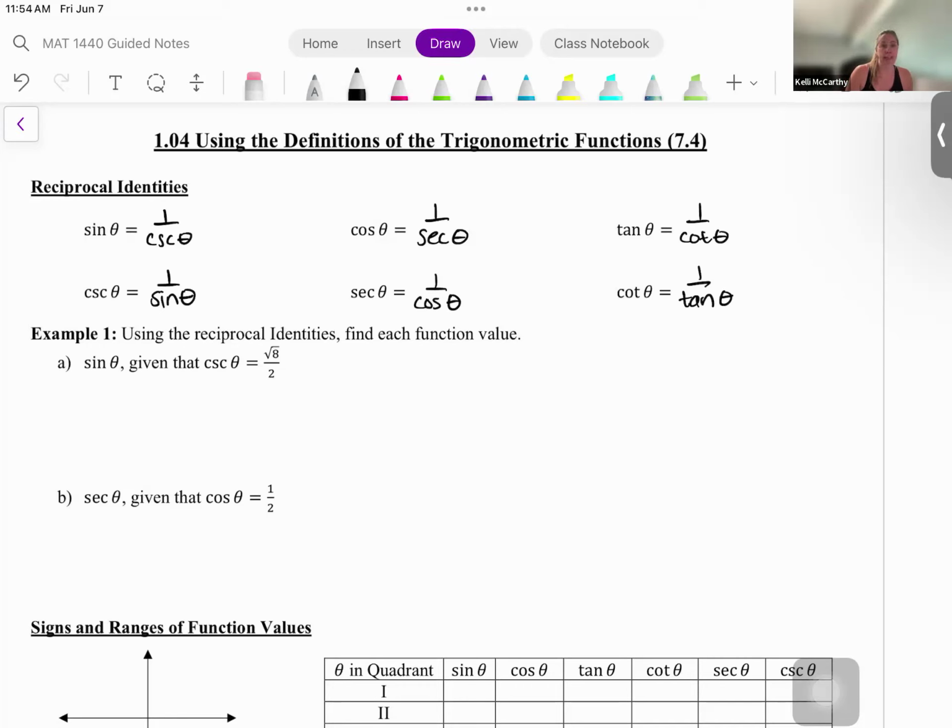Using the reciprocal identities, determine the function value. So find sine theta given that cosecant theta is equal to the square root of 8 over 2. We know that sine theta is equal to 1 over cosecant theta, or the reciprocal of it. So 1 divided by cosecant is saying take the reciprocal, which we can just flip that fraction. So this becomes 2 over the square root of 8.